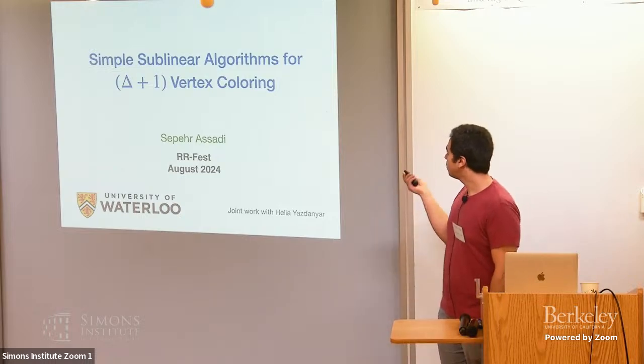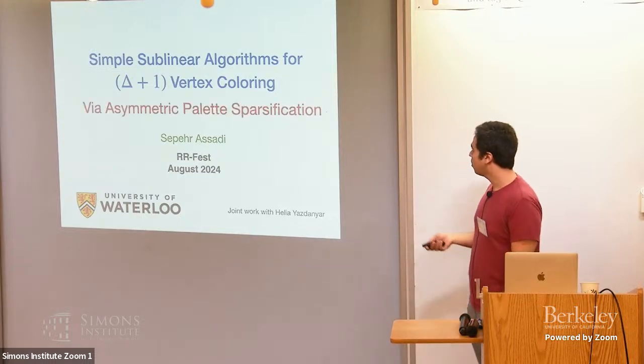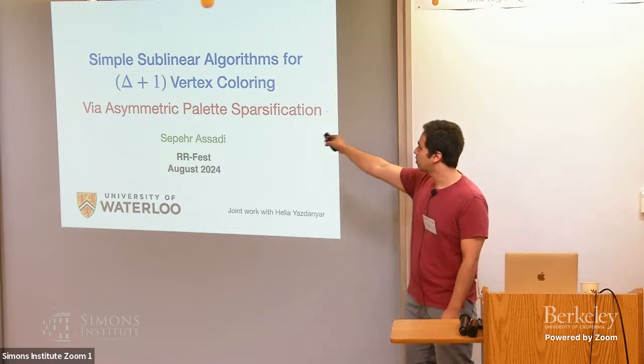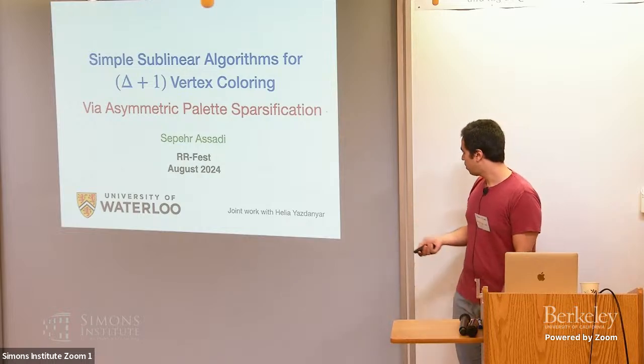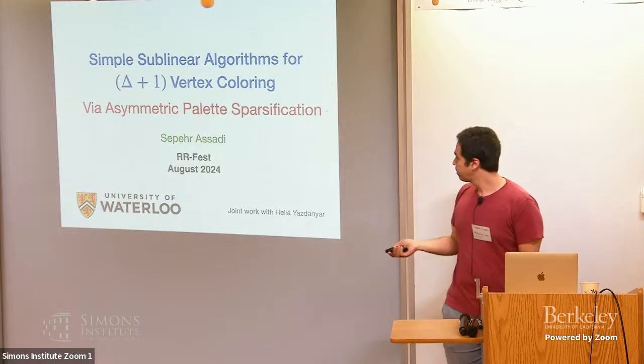So this is about simple sublinear algorithms for graph coloring, and I'm going to talk about this thing called asymmetric sparsification. This is joint work with my incoming student, Helia.